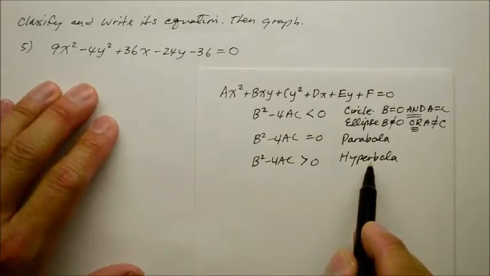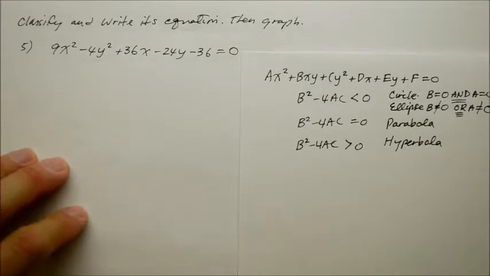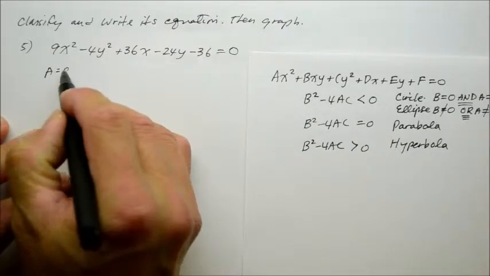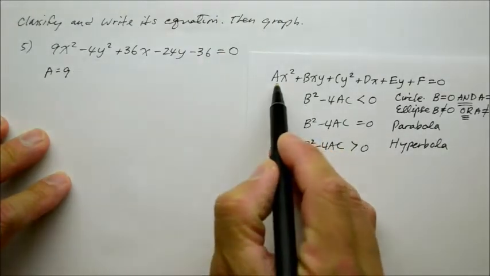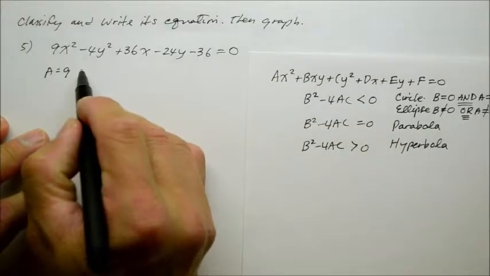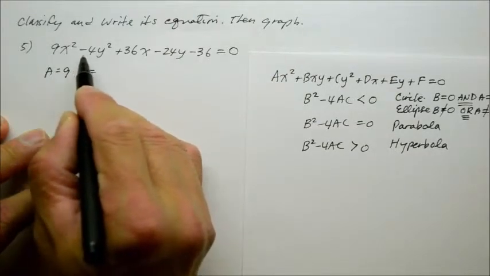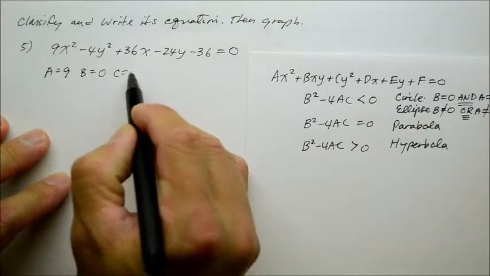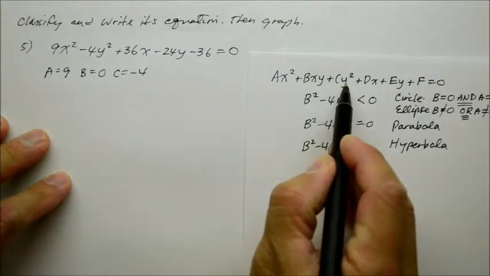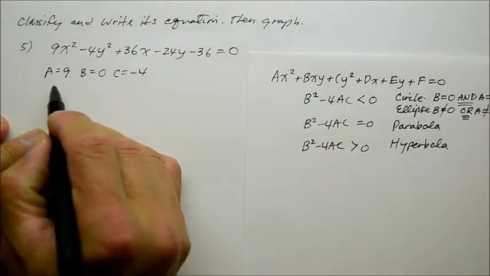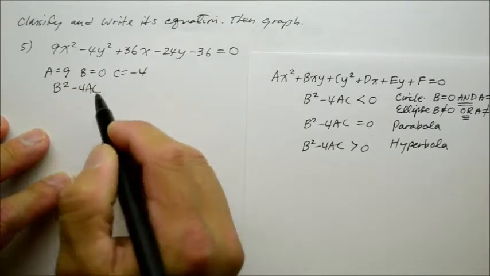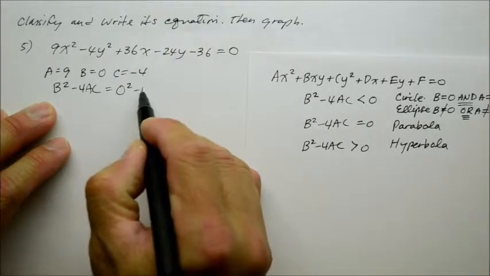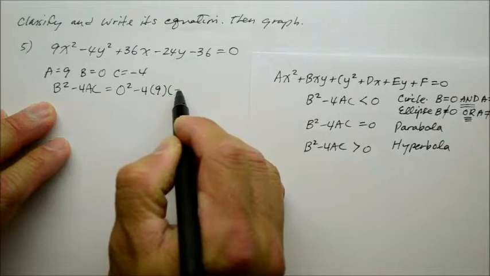hyperbola. So, keeping this on the side over here, first thing you do is identify the coefficients A, B, and C. A is 9, right there. The B, once again, there is no B. So it's a 0. And C, the coefficient for the y squared, is negative 4. See? The C is in front of the y squared. Now we're going to go b squared minus 4ac, so we can decide what kind of a conic section is this. So b squared is, again, 0 squared, minus 4 times a, which is 9, times negative 4.